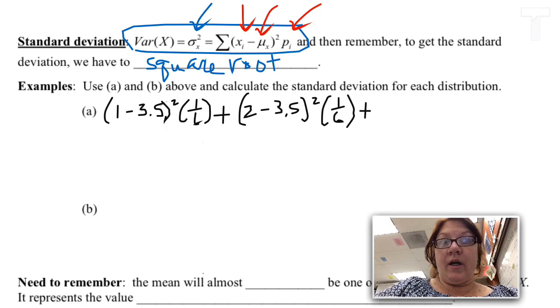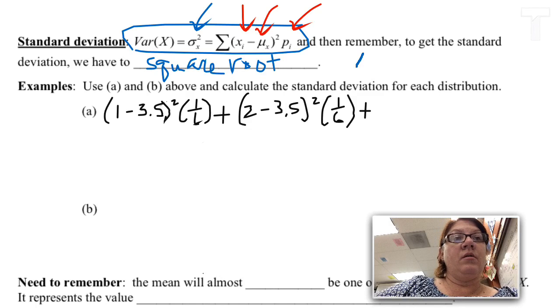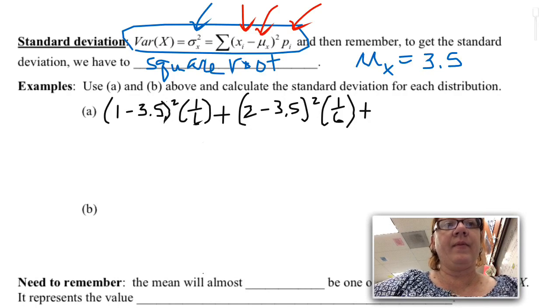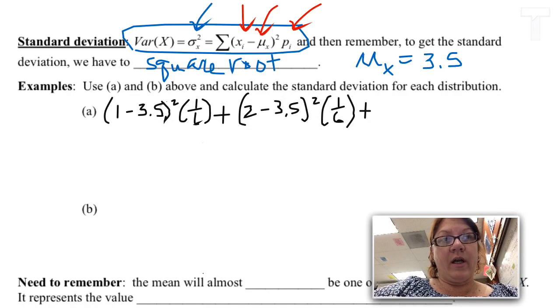Okay, so actually, to go back, I don't know what I was doing with my calculator, but my mu for the first table should have been 3.5, not 3.6. I don't know how I got that, so go back and fix that. You probably figured it out if you actually put it in your calculator, which you always should in case I make mistakes. So I'm taking each of the outcomes.